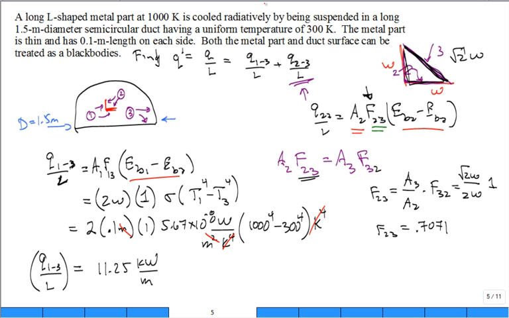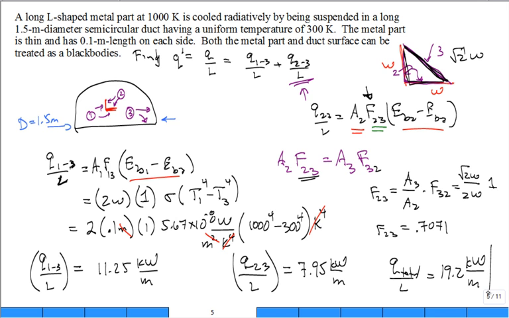And let me just summarize down here that the Q from 2 to 3, the interior surface of that L-shaped metal part, is 0.7071, or 70.71% of what it was for the outside, because of the view factor. And so it comes in at 7.95 kilowatts per meter. So the total per unit length is 19.2 kilowatts per meter. All right, let's press forward then.